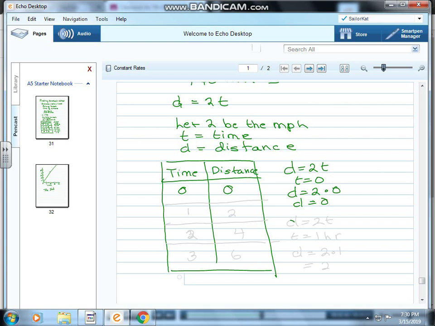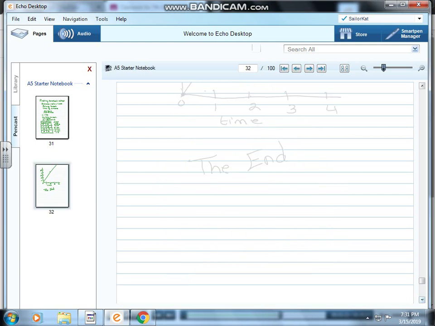Now we can also plug in t equals 1 hour. So d is equal to 2 times 1, which is equal to 2. So we can make a nice little table knowing this. And so now if we say that t is equal to 2, then your distance will be 4. And if t is equal to 3, your distance will be 6, and you can just go on forever with that.